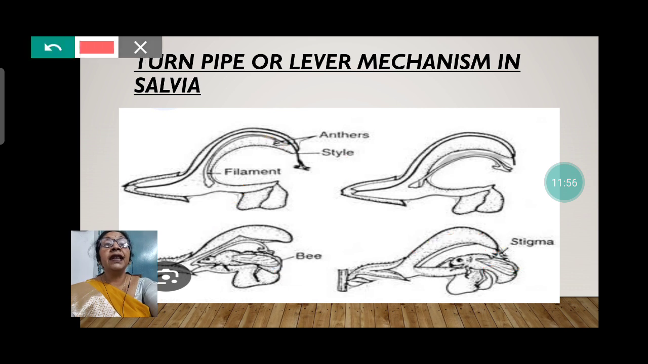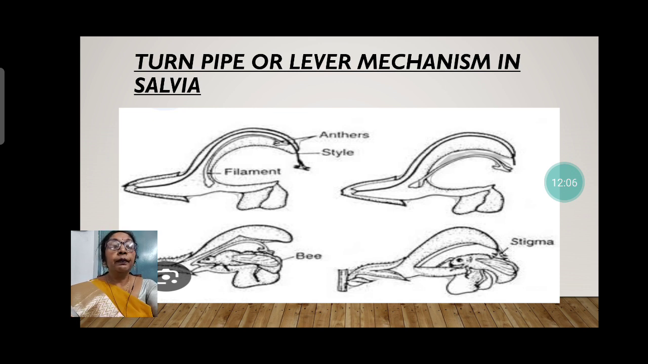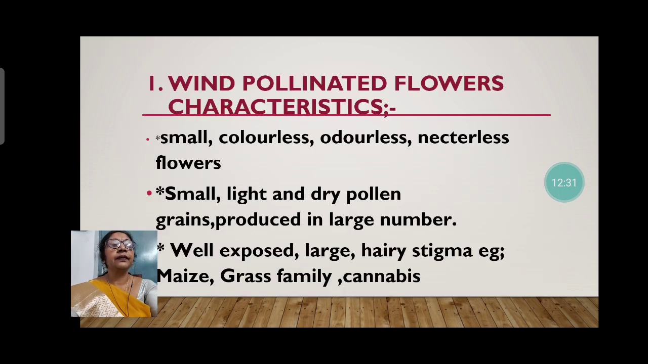Now when the plant matures and becomes older, at that time only its pistil will mature. So when such a bee enters a plant that has a matured pistil, the pollen grains from the back of this bee are deposited on the stigma. Okay. So this is called the turnpike mechanism or the lever mechanism. It is very special, that is why I have discussed this salvia.